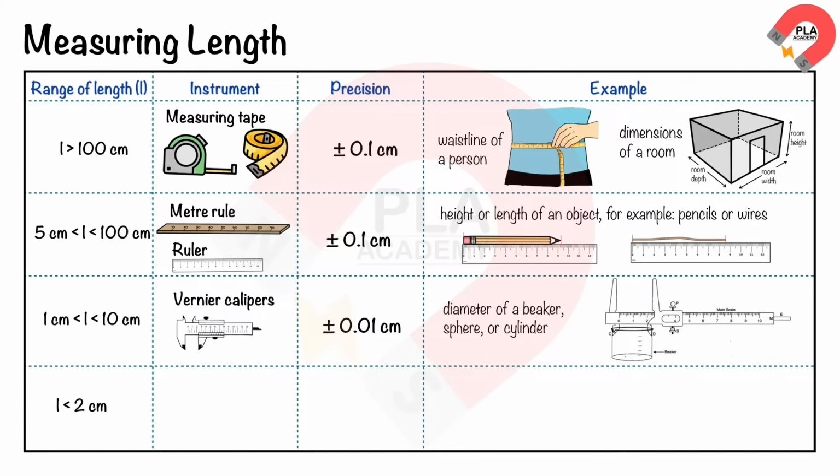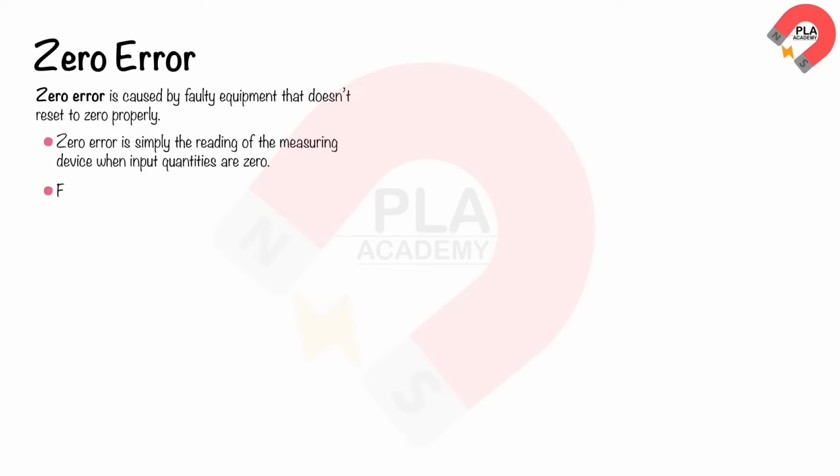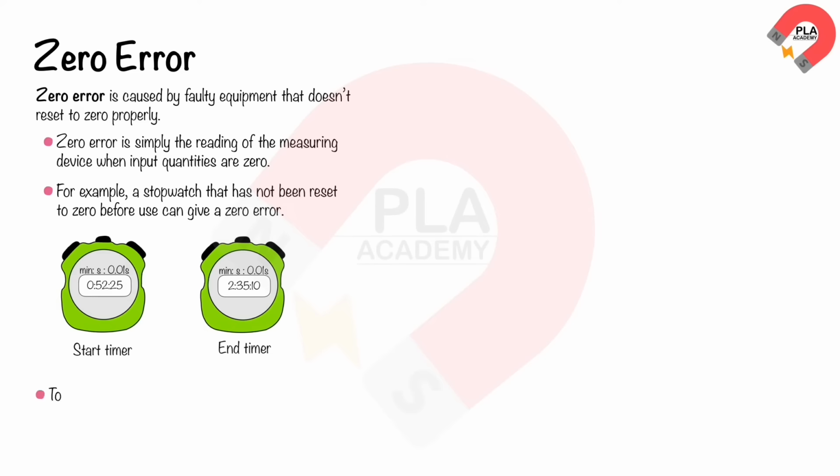Zero error. Zero error is caused by faulty equipment that doesn't reset to zero properly. Zero error is simply the reading of the measuring device when input quantities are zero. For example, a stopwatch that has not been reset to zero before use can give a zero error.